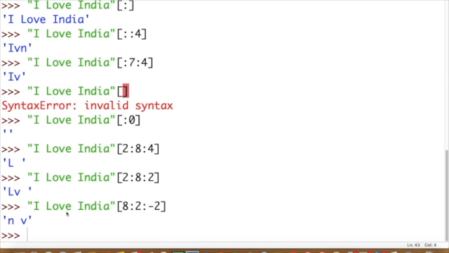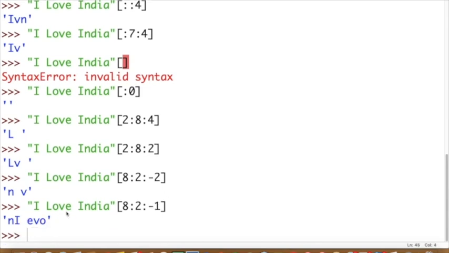Now let us go for the next example. We have 8 colon 2 colon minus 1. Now this is similar to the previous example. We have a negative jump, that means we have to start from the rear end, taking one letter at a time and going up to the second, that is O, the third letter. So starting from the 8th position is N. So N will be printed. Then taking one letter at a time, the next letter in the series is I.